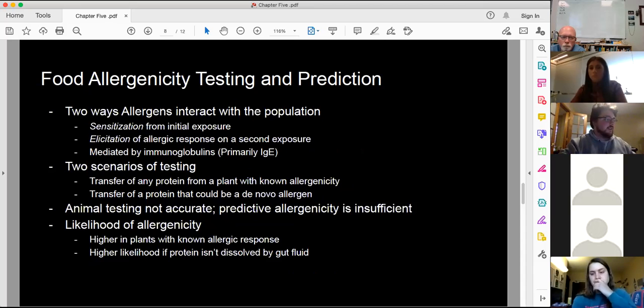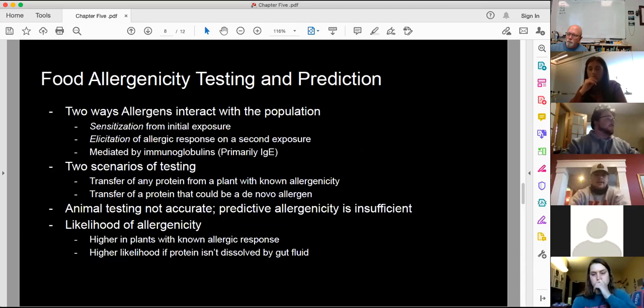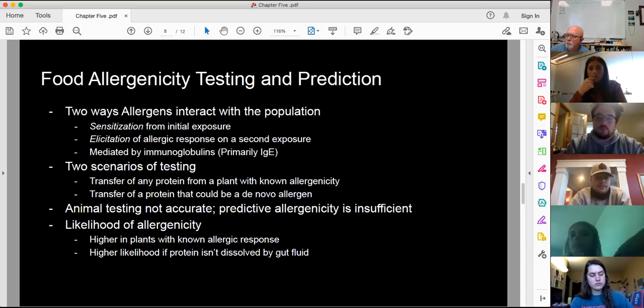All right, and then Jackson will take it away for food allergenicity. All right, so I have food allergenicity testing and prediction. The two ways allergens interact with the population are sensitization from initial exposure, and elicitation of an allergic response on the second exposure, mediated by immunoglobulins.